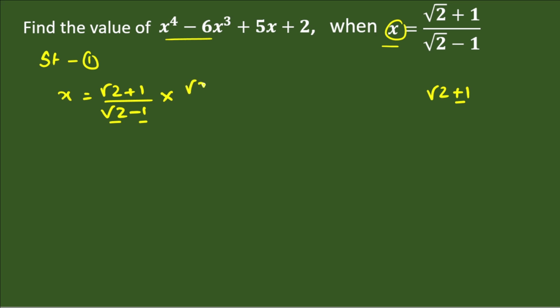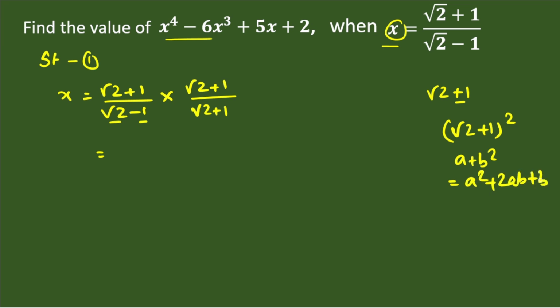So the value will be square root 2 plus 1 divided by square root 2 plus 1. Now in the numerator we have square root 2 plus 1 multiplied by the same value, so it is a square: square root 2 plus 1 whole square. We know the formula of a plus b whole square is a square plus 2ab plus b square. Similarly, square root 2 square is 2, plus 2 times square root 2 multiplied by 1, plus 1 square. Now in the denominator, it is in the form of a minus b multiplied by a plus b.